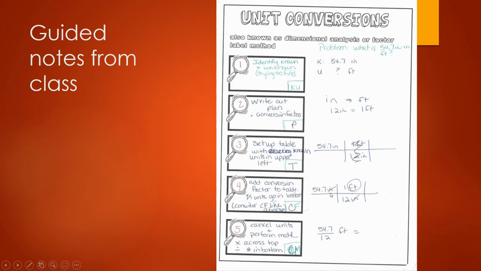Once we've done that, we can cancel our units. We've got inches canceling with inches. We're left with 54.7 feet on the top, and we divide that by 12. Then we can do the math and write out the answer. For this one, we still have to pay attention to sig figs. Since there are 3 sig figs in our original number, we've got to write our final answer with the correct number of sig figs. I believe that's 4.56 feet. So that would be our answer for this problem.